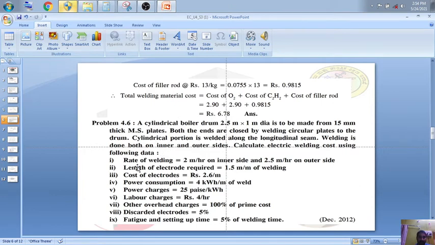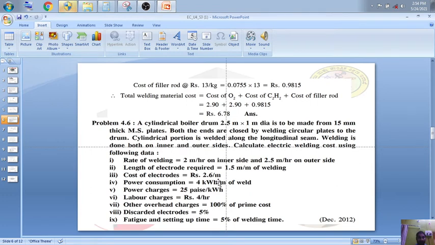The rate of welding is 2 meter per hour on the inner side and 2.5 meter per hour on the outer side. So on the inner side we can weld 2 meter in 1 hour, and on the outer side we can weld 2.5 meter in 1 hour. The length of electrode required is 1.5 meter per meter of welding. So if you weld 1 meter, we require 1.5 meter of filler rod electrode. The cost of electrode is rupees 2.6 per meter.